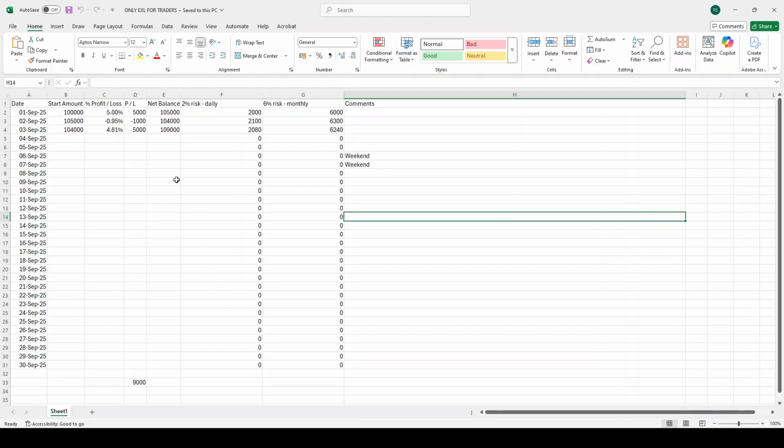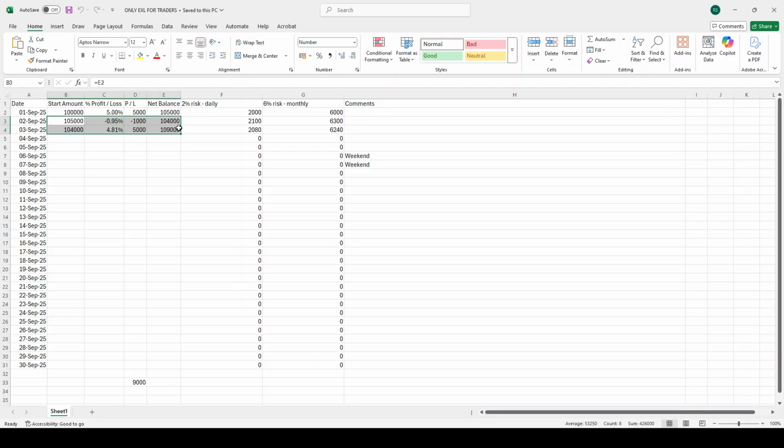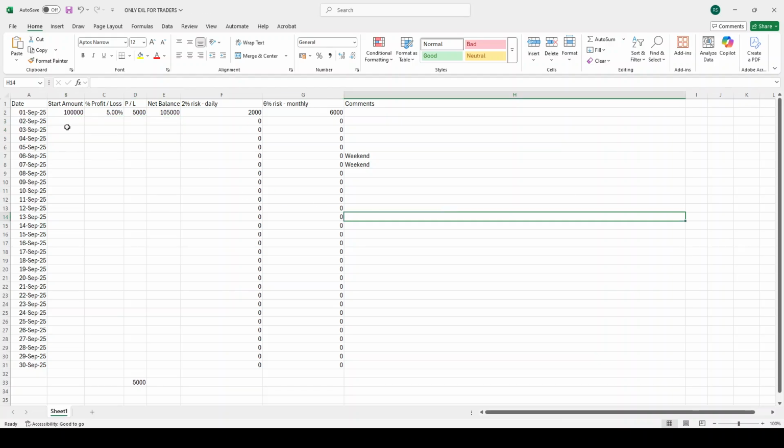So how does this work? Very simple. On the first day of the month, you put a starting amount, and I wanted to do this now because the month of September is about to begin. So this is the right time to explain what will be a good practice if you start maintaining this from the month of September.